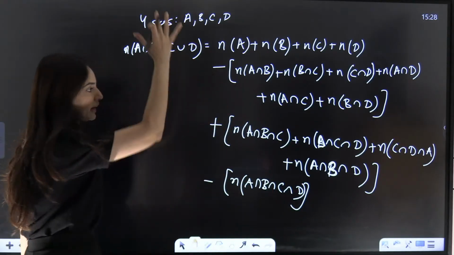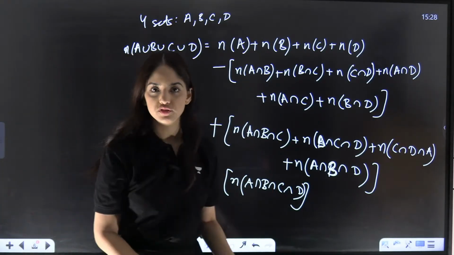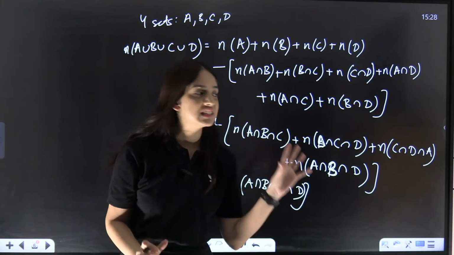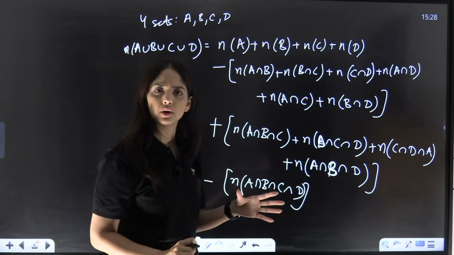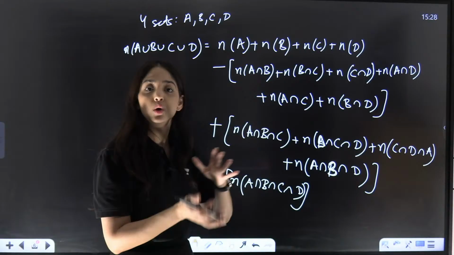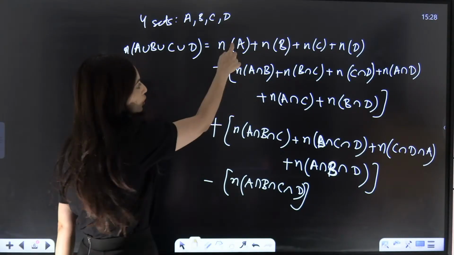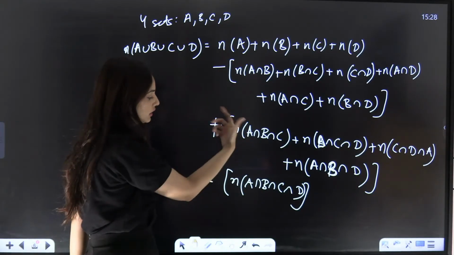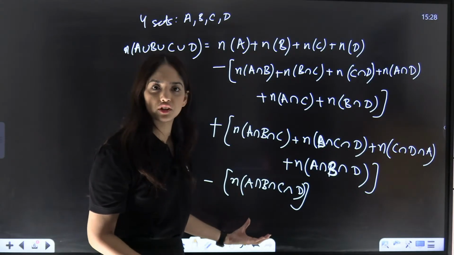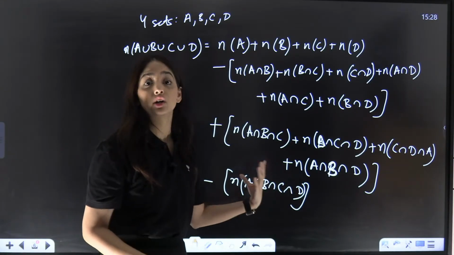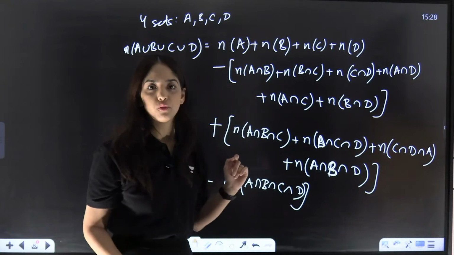And like this we get the formula for any number of sets. The same pattern will be followed for any number of sets. That is what inclusion exclusion is. We included, then excluded, then included, then excluded. We cannot go further after this because we've taken all 4. We cannot go to 5 at a time because there are only 4 sets.